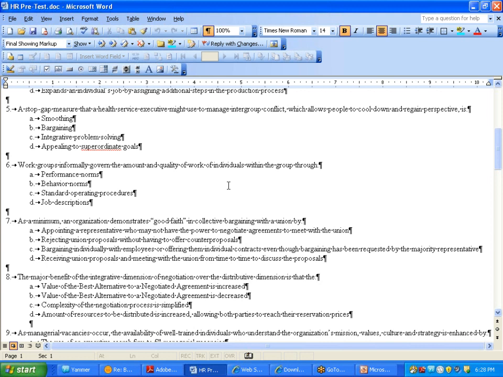When I looked at this question, actually all 4 of them to me absolutely have things that could be part of this answer. So I went back to the question, work groups informally govern the amount. Job descriptions are formal. Standard operating procedures are formal. So that got me to A and B, performance norms and behavior norms. And I ended up on A, performance norms, because then we start talking about amount and quality of work. And performance would be the amount and quality of work an individual within a group does. So I went with A and actually got lucky. A was the right answer.